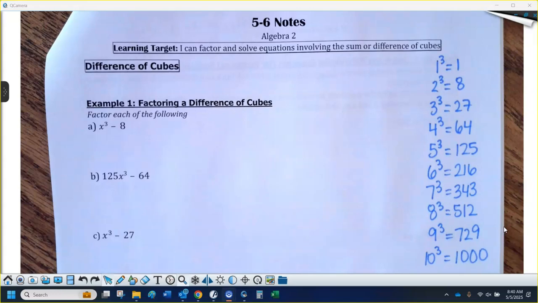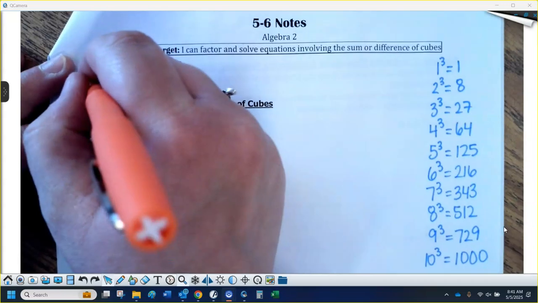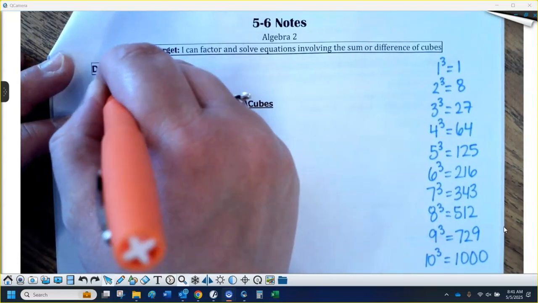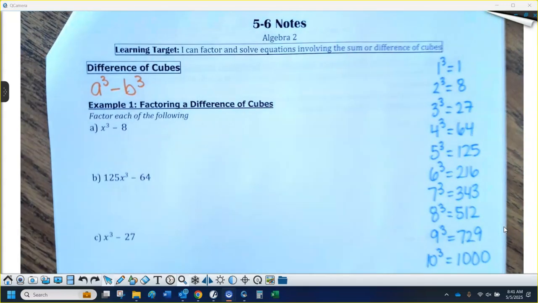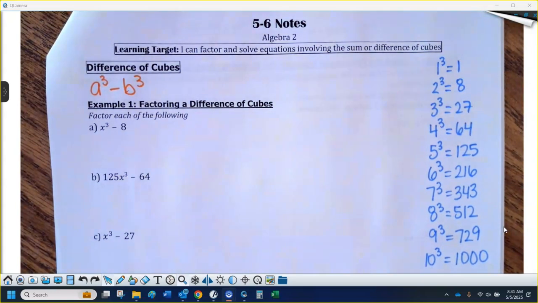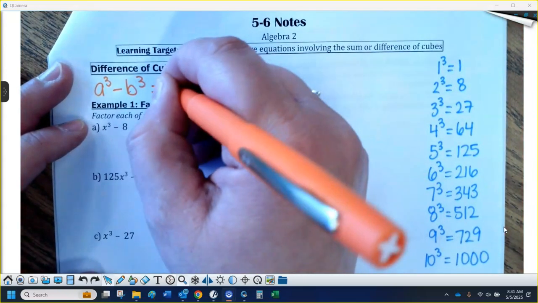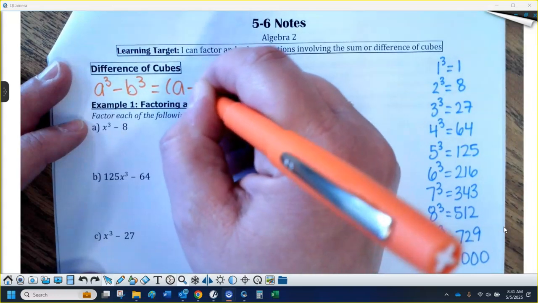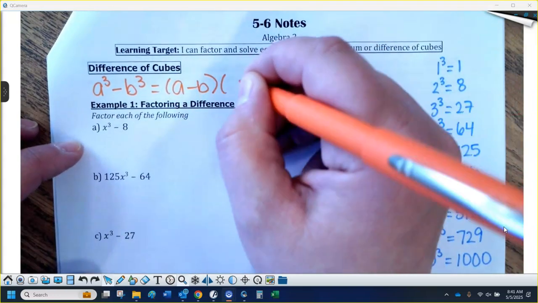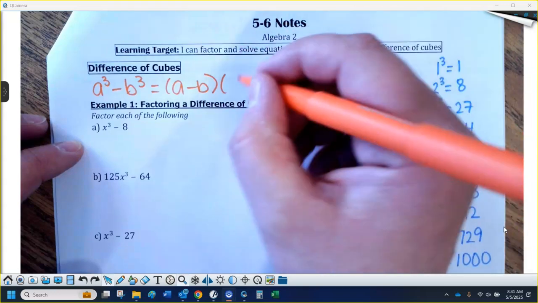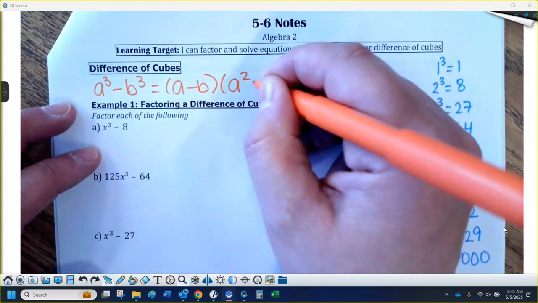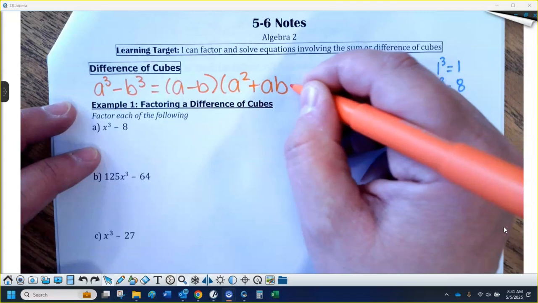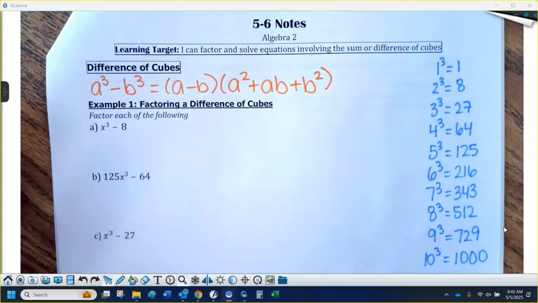So here's the way this works. I'm going to give you the little formula here. If we have a cubed minus b cubed, difference of cubes literally just means you're going to see subtraction. What we're going to do is factor that into this little formula. So this is equal to a minus b, and then the rest of it is a little set of parentheses that will be a quadratic. It's a squared plus ab plus b squared.